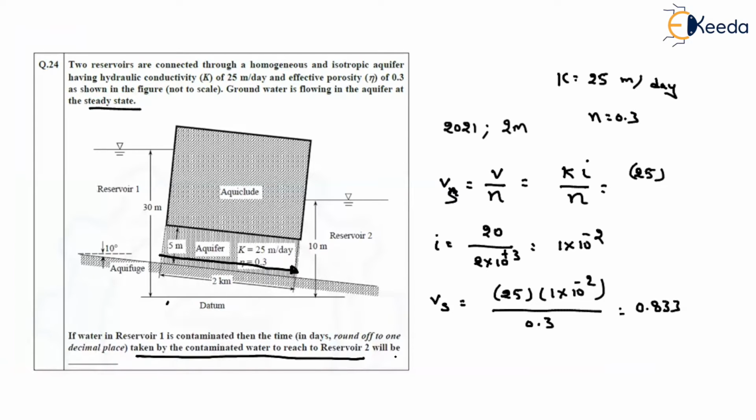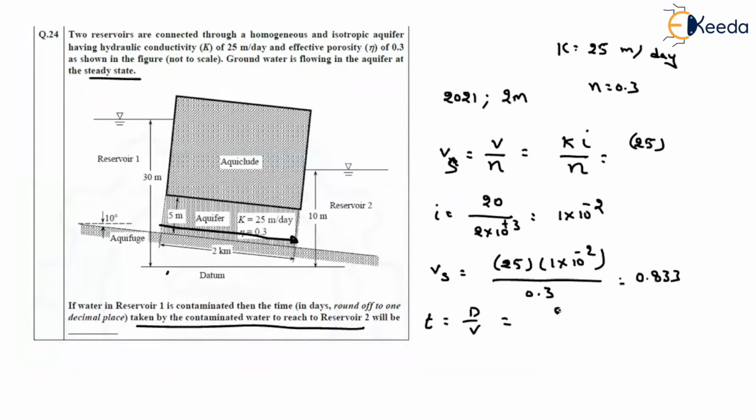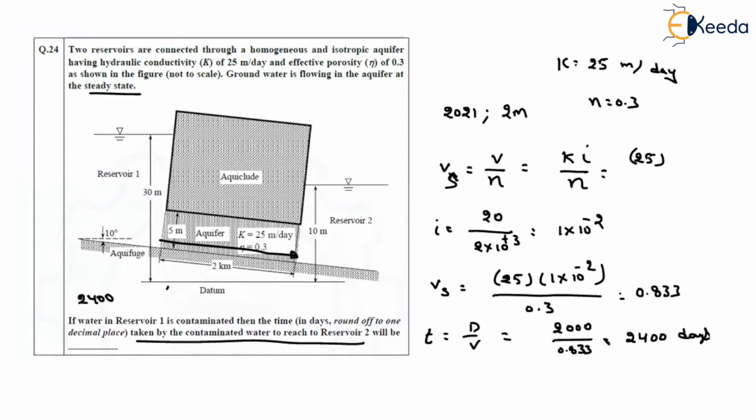Now what we have to find? We have to find the time. So how can I find the time? Time I can say as distance by velocity. What is the distance given? 2 kilometers. So in meters, 2000 divided by 0.833. If you solve this, you will get this value as around 2400 days. So here you have to enter the answer as 2400. Right? So this is a simple question from the permeability topic. Now move on to the next.